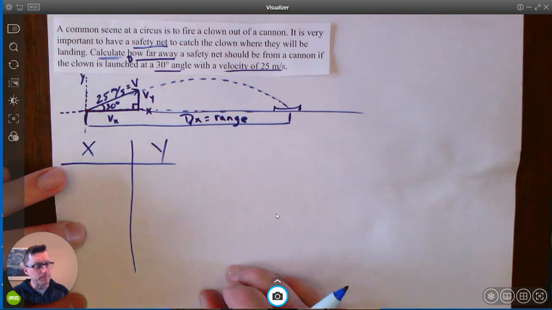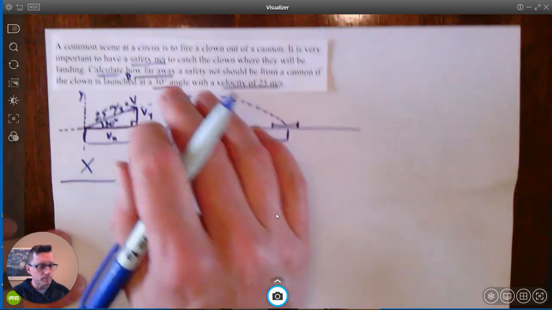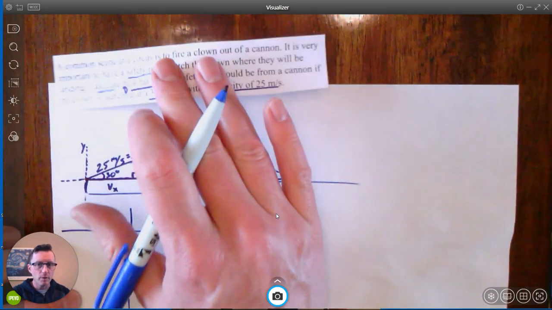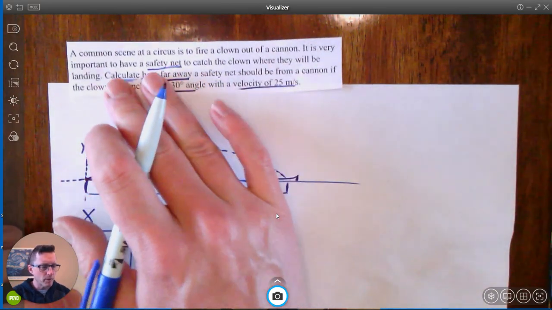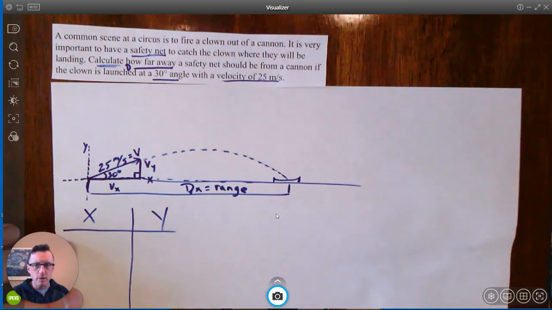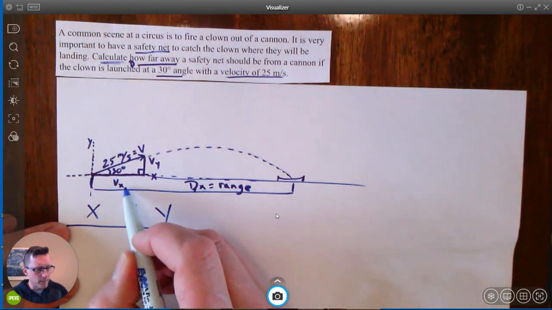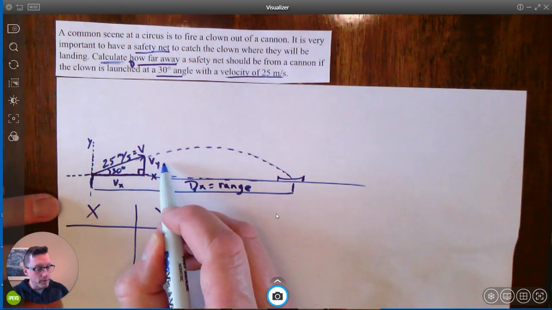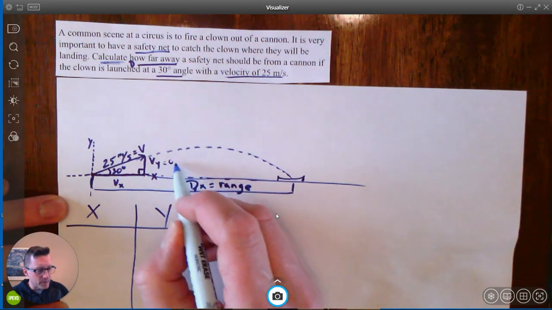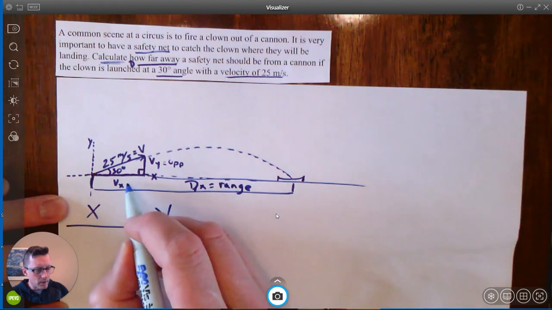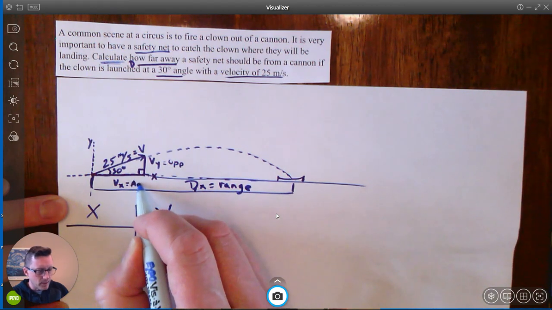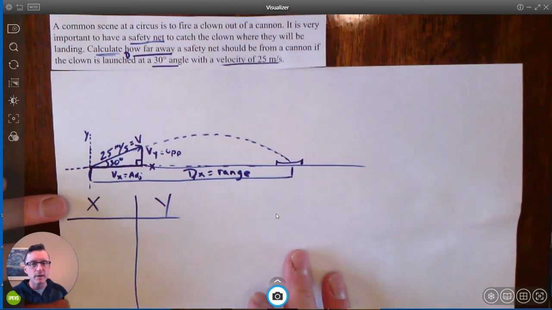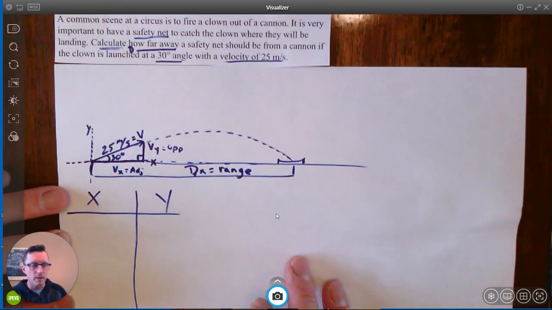Okay. Now, what do we know? Let me move this up here a little bit so I can write some more stuff. We know that we can use SOHCAHTOA to figure out this Vx and this Vy. So how do I do that? Well, I know this is the opposite side of the angle, and this side is the adjacent side. And again, if you don't remember why that is, please go back and look at the videos I have for how to do sine and cosine, all that stuff.